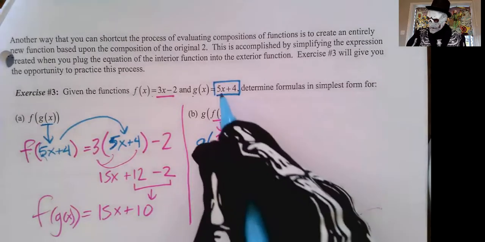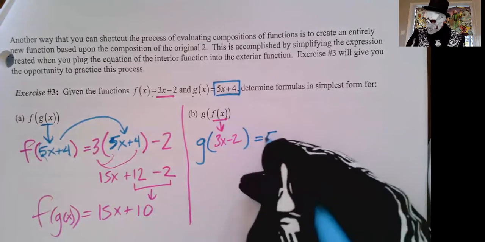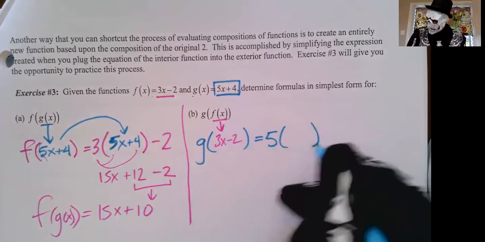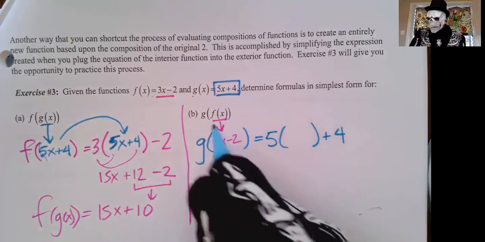And again, our function here for g is 5x plus 4. So you write that equation, 5 big parentheses instead of my x, plus 4. And in here is going to be what we had for the f of x.